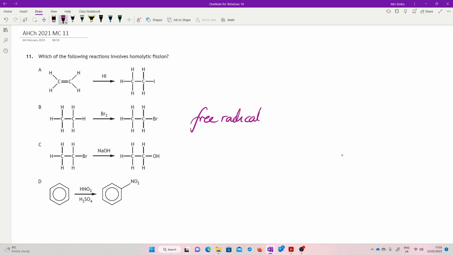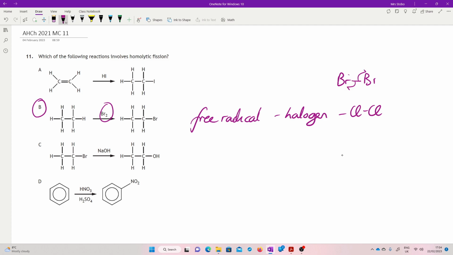So it's free radical substitution, and therefore we're looking at the halogen. Now you'd normally expect it to be Cl-Cl, but in this one we've got a bromine. There is homolytic fission, because in the bromine we've got half going that way and half going that way, with little curly arrows.